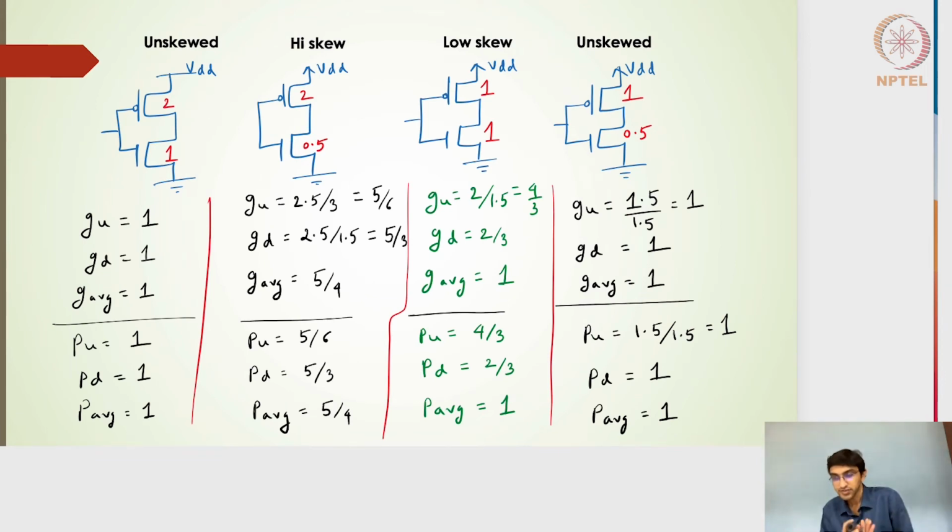In this particular slide, I have drawn a series of circuits starting with the unskewed inverter. For the unskewed inverter, we anyways know GU, GD and G average are all the same value, 1. Parasitic is also 1 for going up, going down, and average. Hi-skew, we recently, in the last slide, had a look at it. So it is 5 by 6 for going up, and the GD value is 5 by 3. Average turns out to be 5 by 4, so it is slightly higher than the 1 of the unskewed inverter. Parasitics is 5 by 6, 5 by 3 and 5 by 4, very similar to the logical efforts.